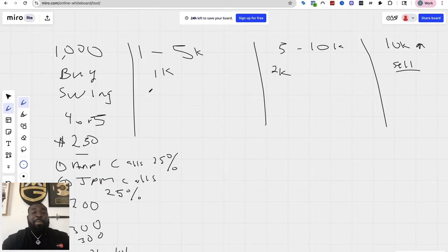This is how you build it brick by brick. Let's say you have 5K, you're putting 1K each into a trade. And the goal is to get to 10K. The reason the goal is to get to 10K is that once you get to 10K, you can start selling and making $100 a week relatively safely.